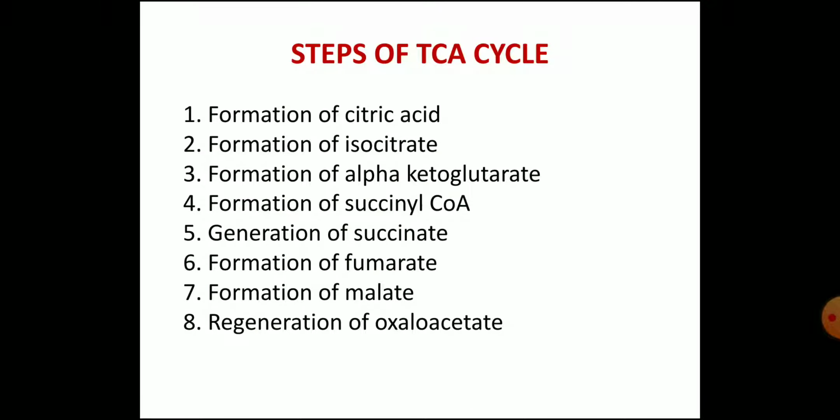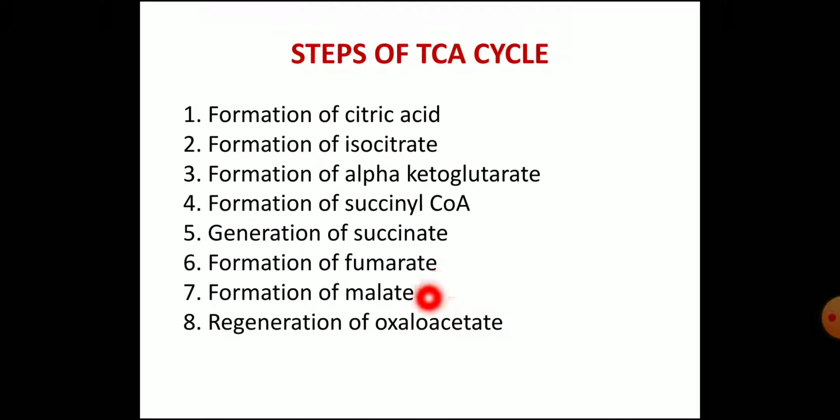Now we have to study the steps one by one in detail. The first step is formation of citric acid. Second is the formation of isocitrate. Third is the formation of alpha ketoglutarate. The fourth is the formation of succinyl coenzyme A. And fifth, generation of succinate. Sixth is the formation of fumarate. Seventh, formation of malate. And finally, the eighth step is the regeneration of oxaloacetate.